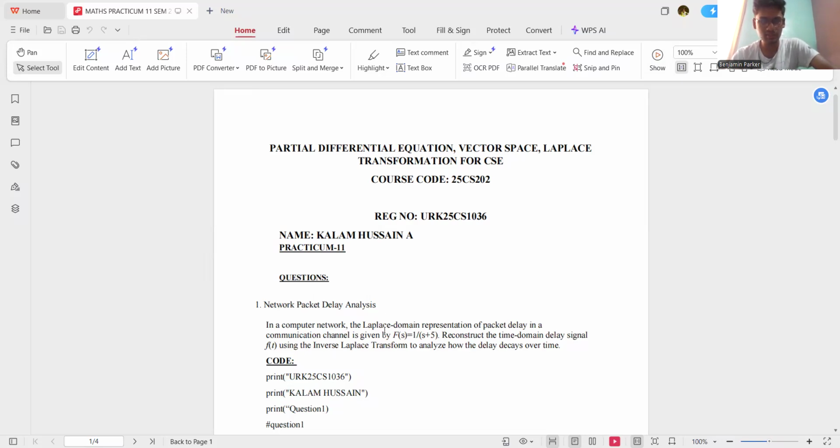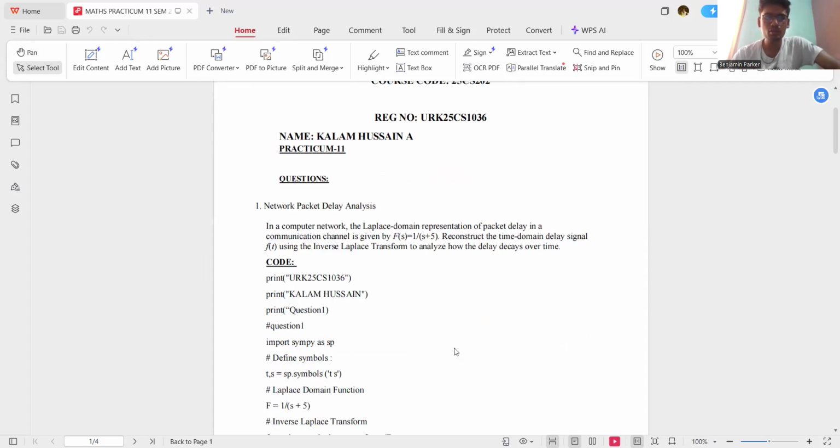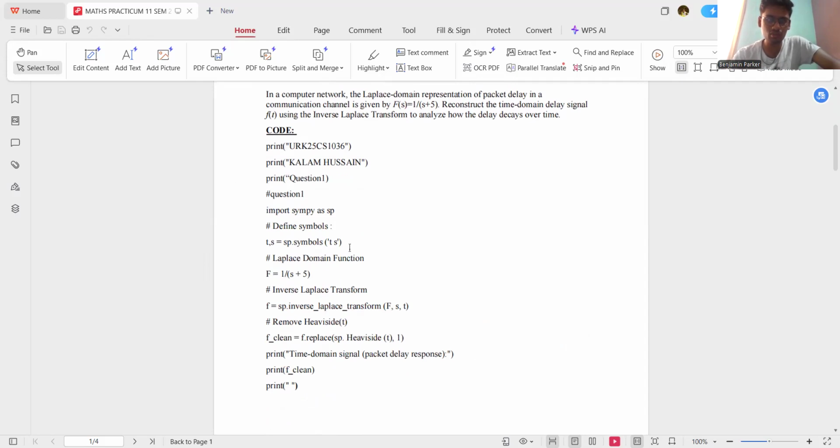In a computer network, the Laplace transform representation of a packet delay in a communication channel is given by F(s) = 1/(s+5). Reconstruct the time domain delay signal f(t) using the inverse Laplace transform to analyze how the delay decays over time. So on to the code for the first one.